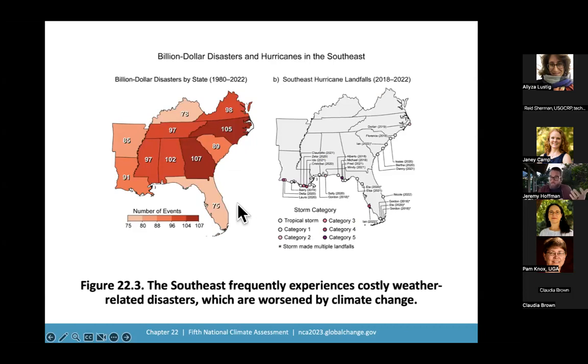Now, what I was also just talking about is that over the last few decades, the Southeast has tended to be one of the more frequent billion-dollar disaster regions in the whole National Climate Assessment. These have largely come as a result of hurricanes. We're one of the few regions that experiences this threat.